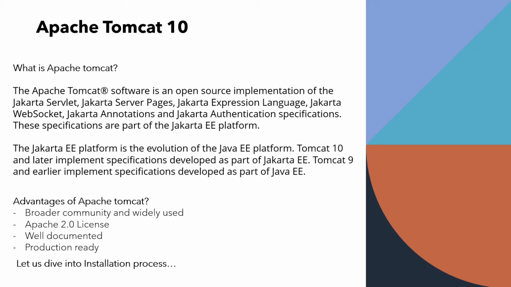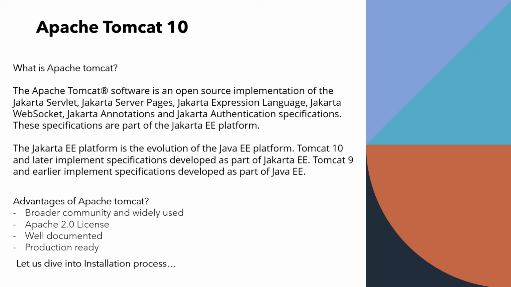So what are the advantages of Apache Tomcat? First, it has a broader community. As of today, almost 65% of applications use Tomcat, and it's widely used. It has an Apache 2.0 license and is well documented. It is easy to use, and most of the features are documented. The documentation is complete. And on top of all that, it's production ready.